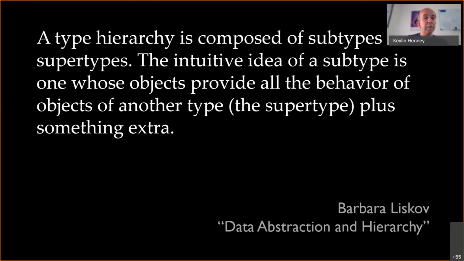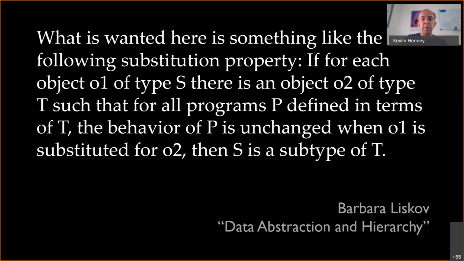Same Barbara Liskov substitution principle. This is her 1987 paper. A type hierarchy is composed of subtypes and supertypes. Many people have taken this to be the organizing discipline for a good class hierarchy in object orientation. But she's actually not really talking about objects in that sense, or classes. She is talking about types. The intuitive idea of a subtype is one whose objects provide all the behavior of objects of another type, supertype, plus something extra. What is wanted here is something like the following substitution property.